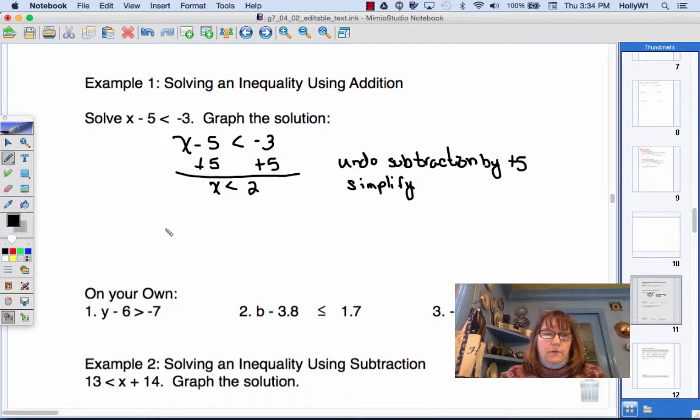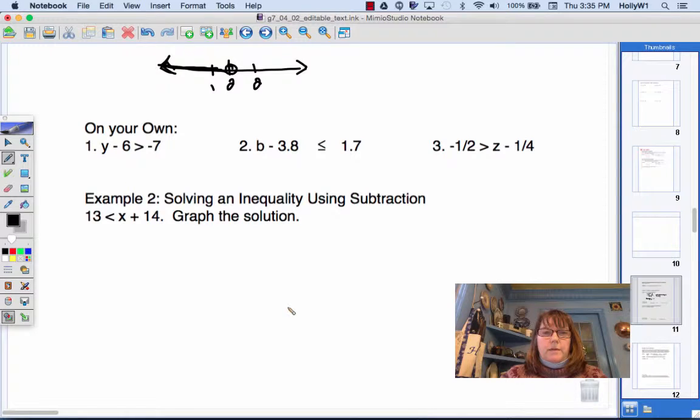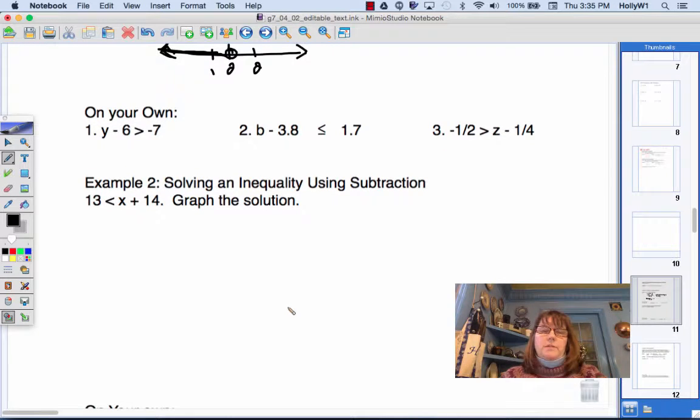Then we're going to graph, and this shouldn't be much different than what we did yesterday. We put a number line, put 2 in the middle, 1 and 2, and x is less than 2. It's not equal to, so we have an open circle, and it goes to the left on the number line because everything that satisfies that inequality is less than 2. These are 3 problems that I'd like you to try on your own. Pause the video and come back when you're ready.